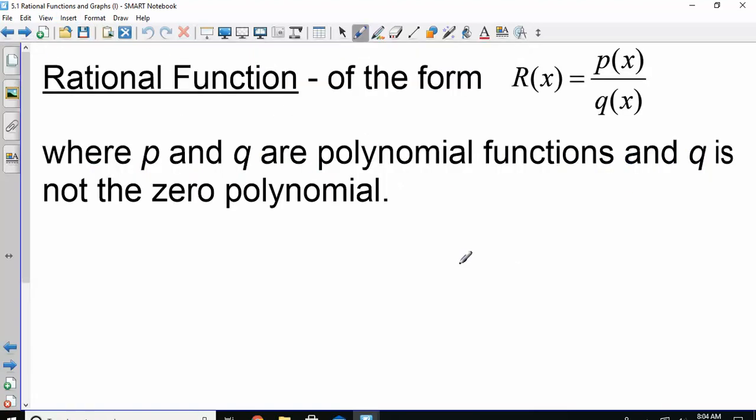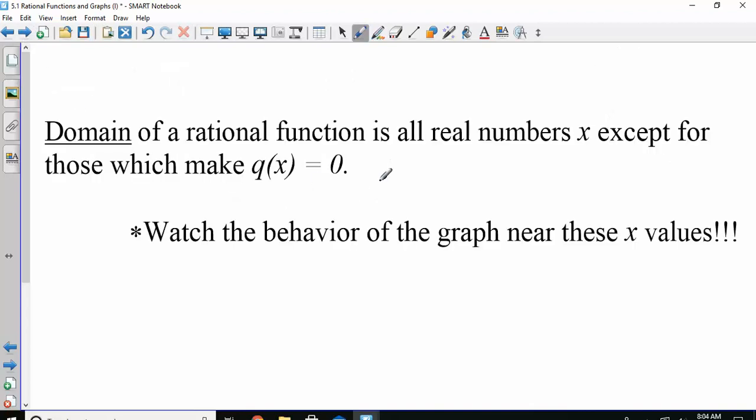It's anything of the form p over q, where p and q are just polynomials. So you get a rational function when you divide two polynomials. And of course, if we're dividing, we know that the bottom cannot equal 0. So a lot of times we're going to talk about the domain of this, and we have to make sure the bottom isn't 0. That's the only thing that can't happen.